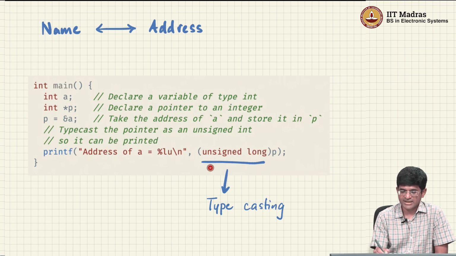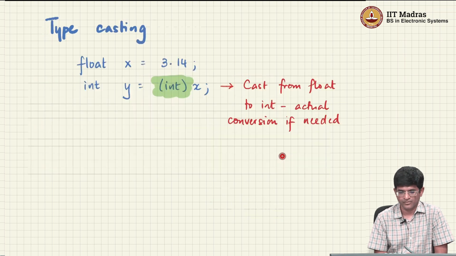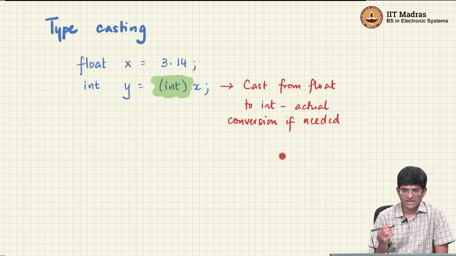This notation over here, by the way, is usually called typecasting. What I am doing is taking something which is a pointer and telling the compiler to treat it as something else. I am not changing the value, I am only taking the value and looking at it in a different way. Now this typecasting can actually be done in slightly different ways.